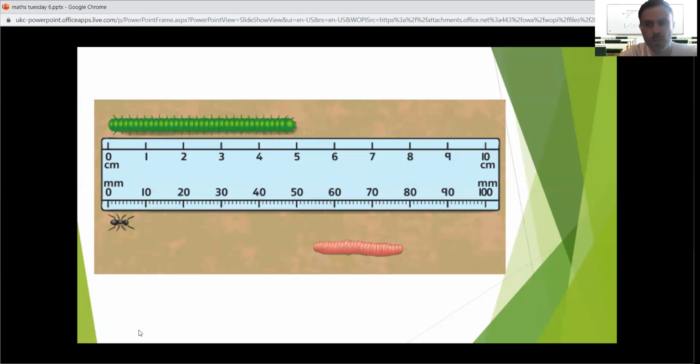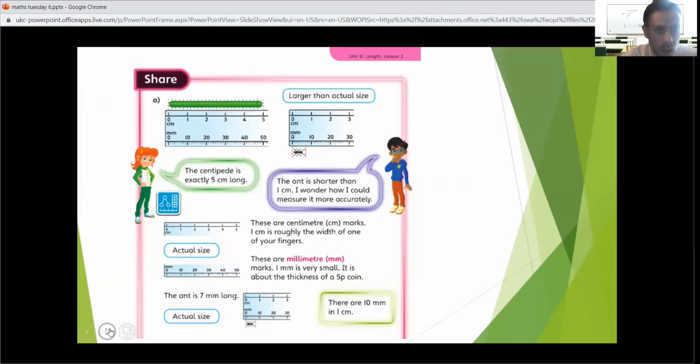Well, first of all, you could just look very carefully. You have to be exact. You'll notice, though, that the centipede's at the top here, next to the cm, the centimeters. And then the ant is down here with the millimeters, okay? The reason for that is the ant is obviously smaller than 1 centimeter. When something's smaller than a centimeter, we have to measure it in millimeters. So let's have a look how to do that one.